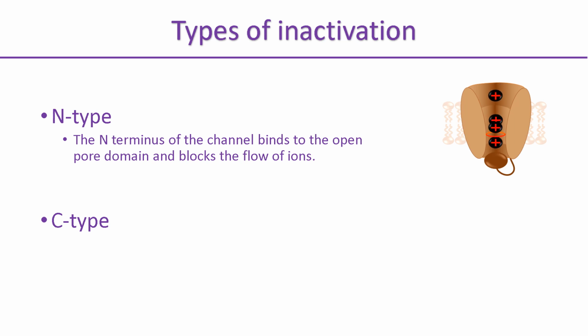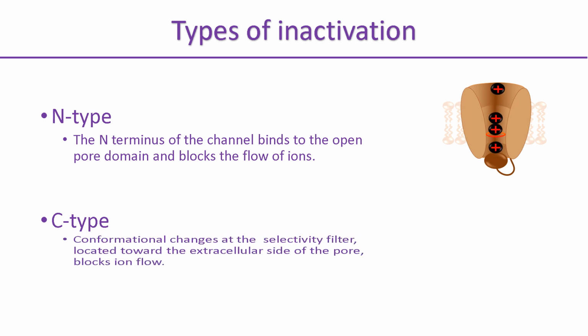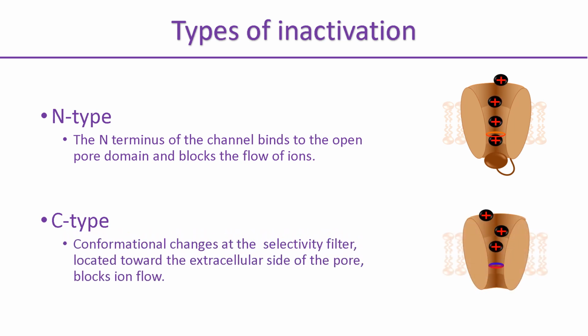C-type inactivation involves a change further up the pore, in the region of the selectivity filter, a part of the channel structure that determines which ions can permeate. This stops even the normally permeant ions from passing through.